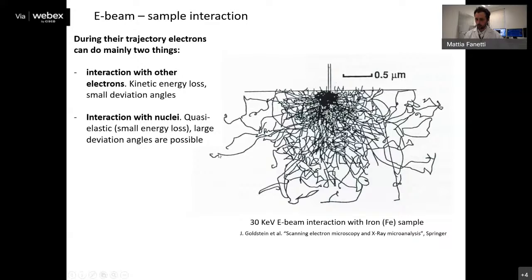And then you see also some other kind of deviation with high angle. These are typically because electrons can also interact with the nuclei in the sample. In this case, they don't lose much energy, but they can have large deviation. Okay, and these are the typical trajectory of the electrons inside the sample.